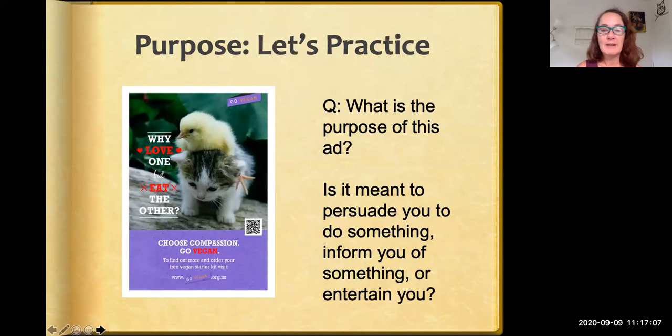So let's do a little practice one. Here's a little ad, and I'll read it to you, and we're going to think about what the purpose of the ad is. Why love one but eat the other? In the upper right, it says go vegan. Choose compassion, go vegan. To find out more and order your free vegan starter kit, visit www.govegan.org.nz. So is this advertisement with this little chick sitting on a kitten meant to persuade you to do something, inform you of something, or entertain you?